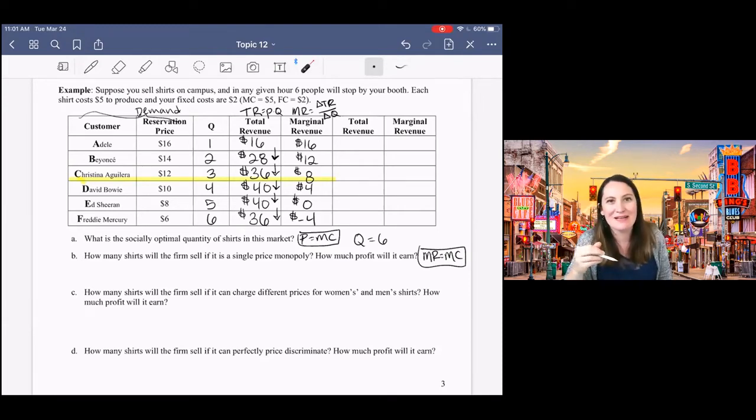In fact, my son has a David Bowie t-shirt. It's his favorite shirt, and he just wears it all the time. It's a little bit of a tangent.